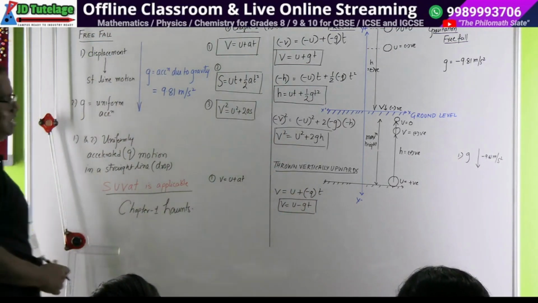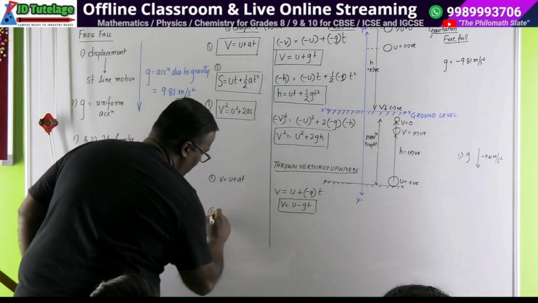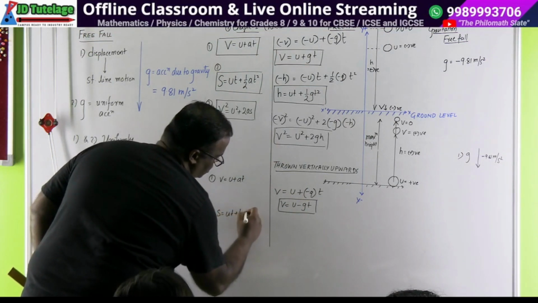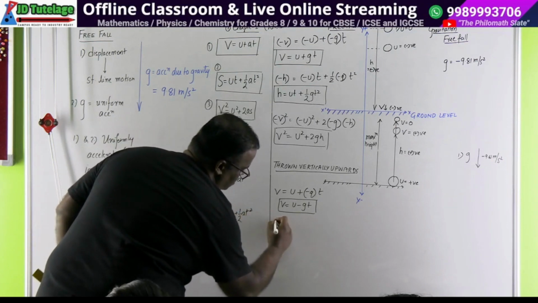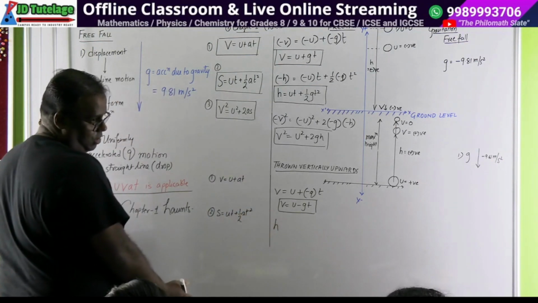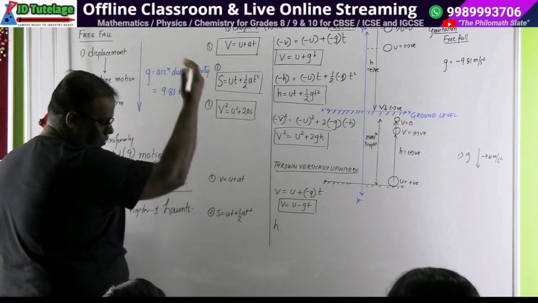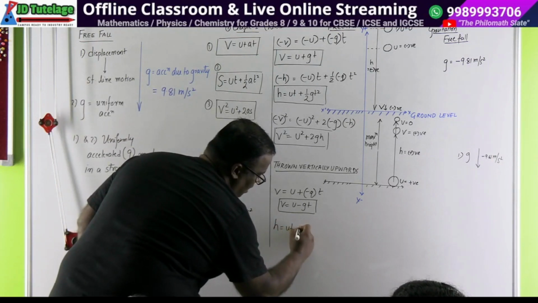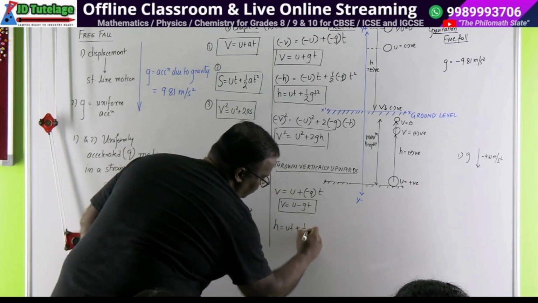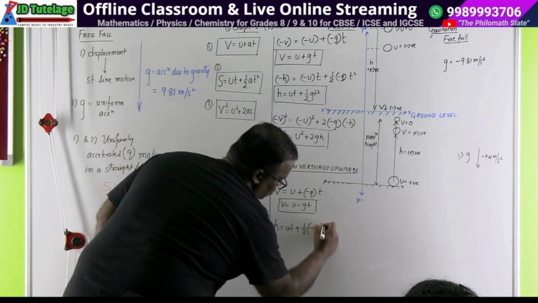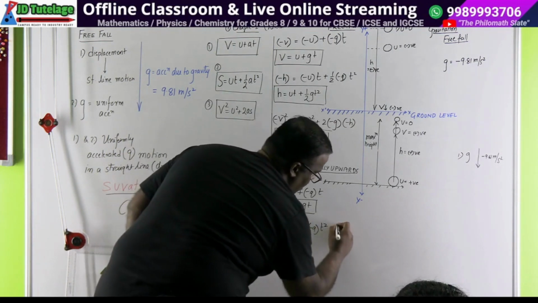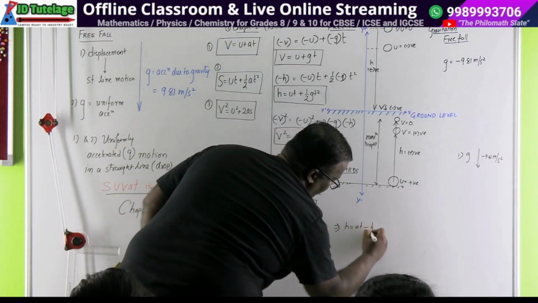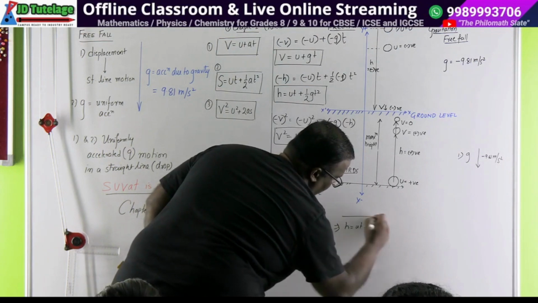Let's go to the second equation. S equal to UT plus half AT square. So here it becomes H. H is positive this time, because we're going upwards. U is positive, T stays, and plus becomes minus, plus half negative G T square. So your equation is H is equal to UT minus half GT square. Understood?